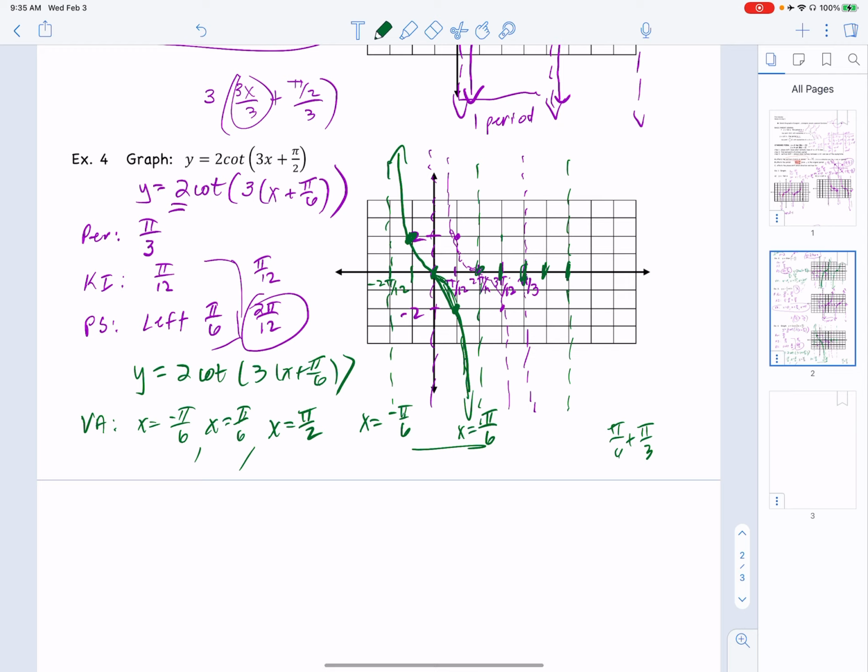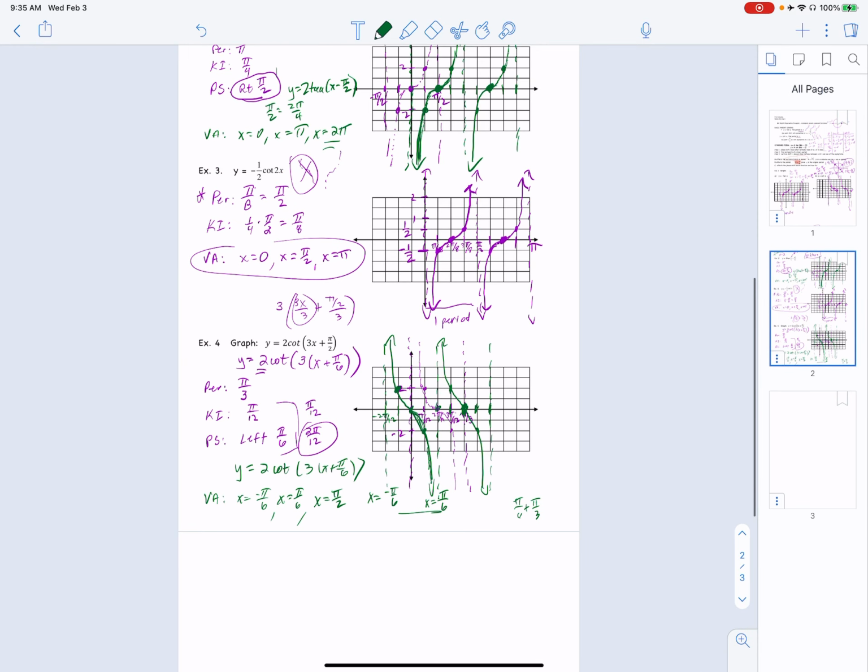And so repeat, in the center is 0, 0. And there is my other cotangent. So that's 2 periods of cotangent. There you have it.